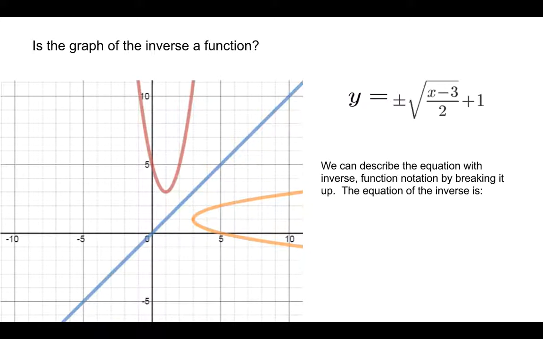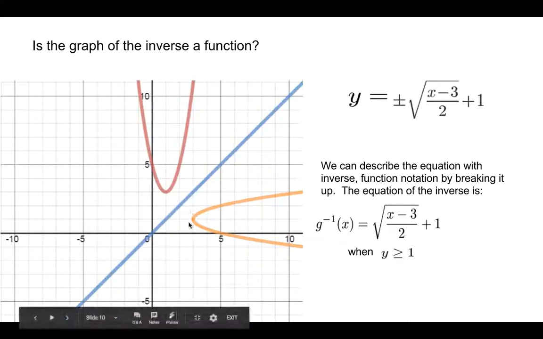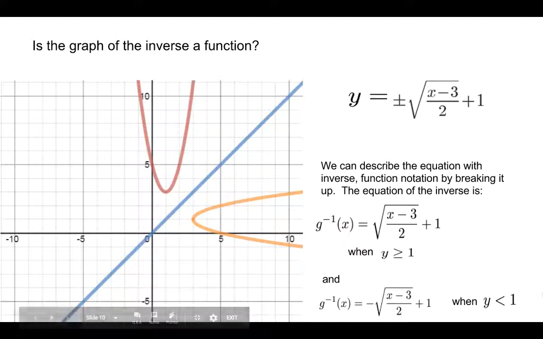If you want to write it with inverse function notation, you can break it up. So the equation of the inverse would actually be g inverse of x equals the positive square root plus 1 when y is greater than or equal to 1. So when y is greater than or equal to 1, then this will actually work. When y is less than 1 or equal to, it doesn't really matter. The g inverse is the negative, and so it's the same thing. But that's when y is below 1. You could say equal to 1. It doesn't really matter, but that's just kind of breaking it up.